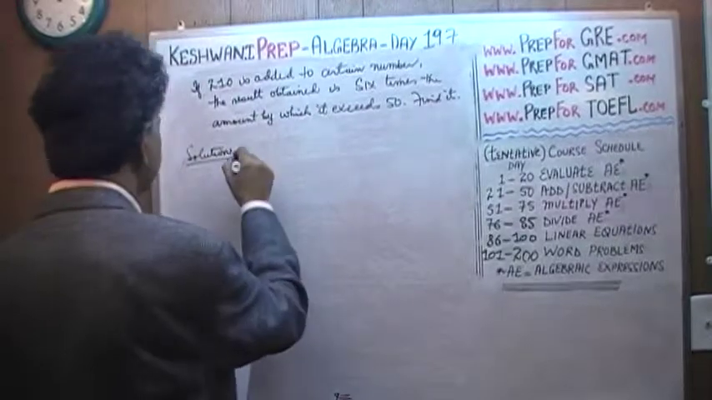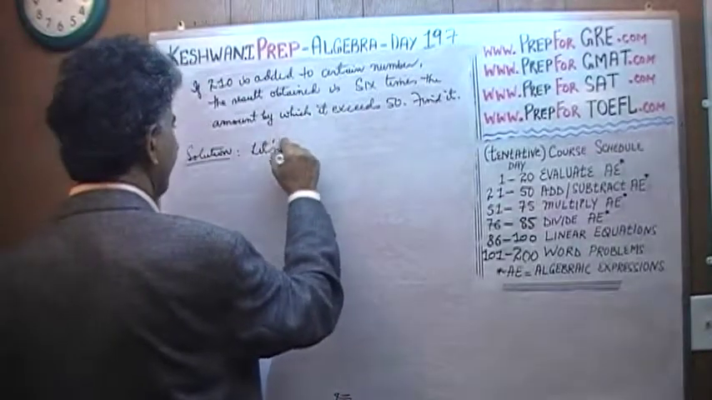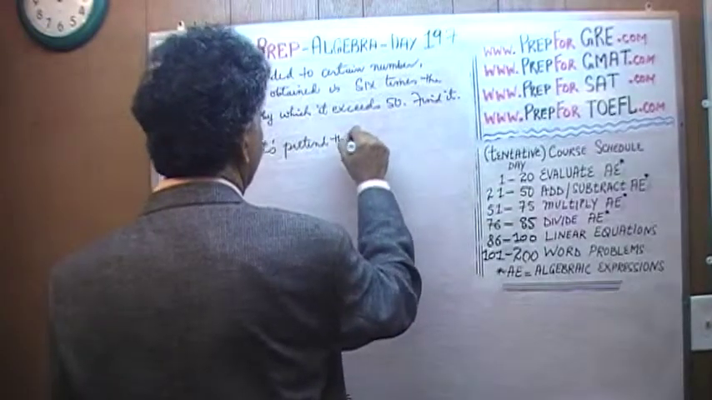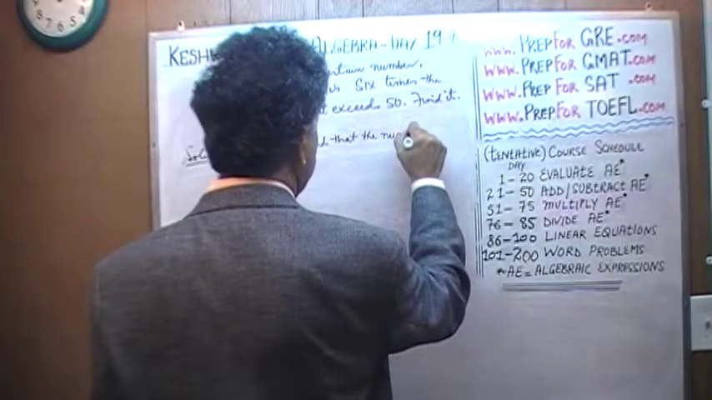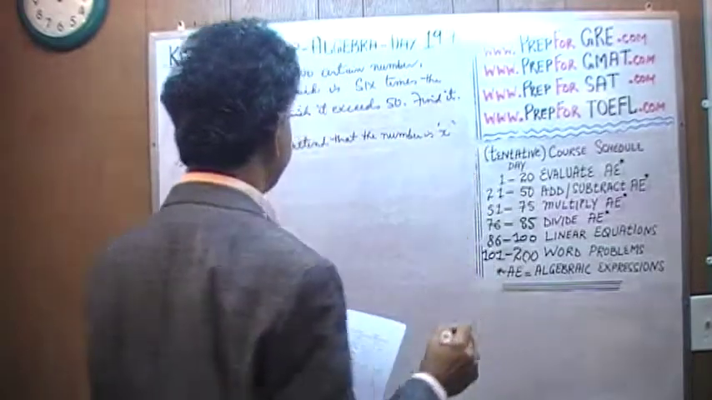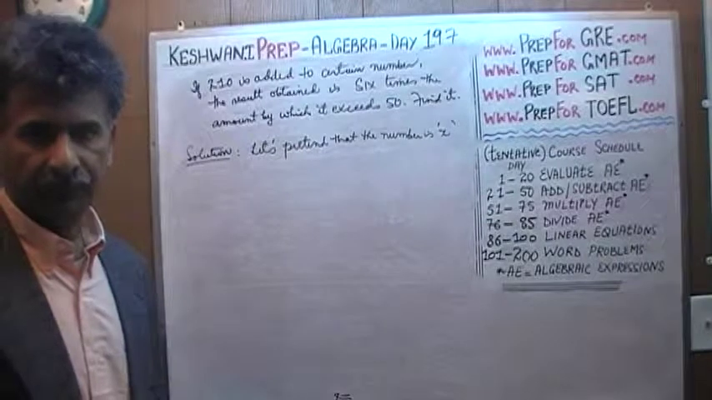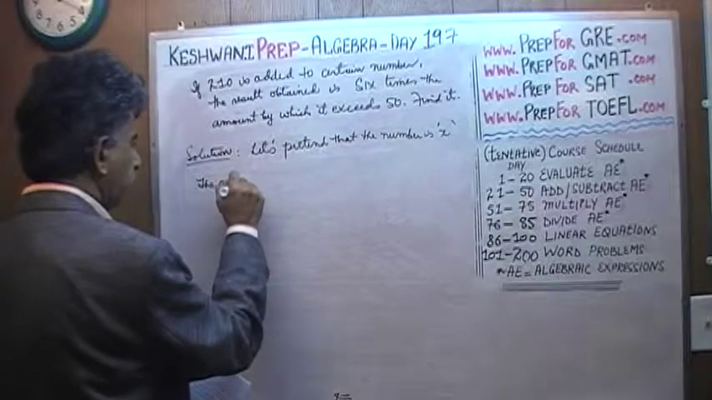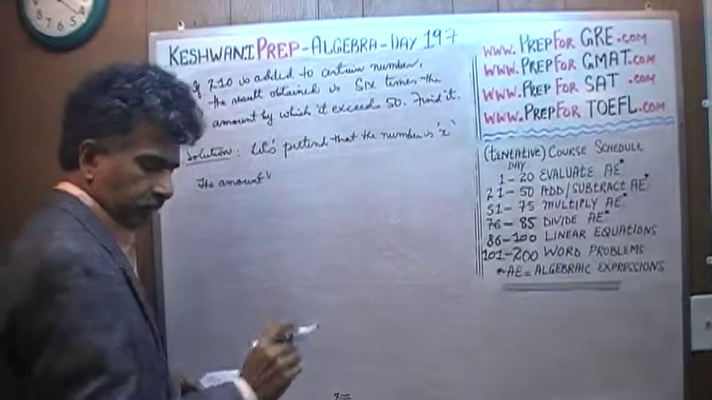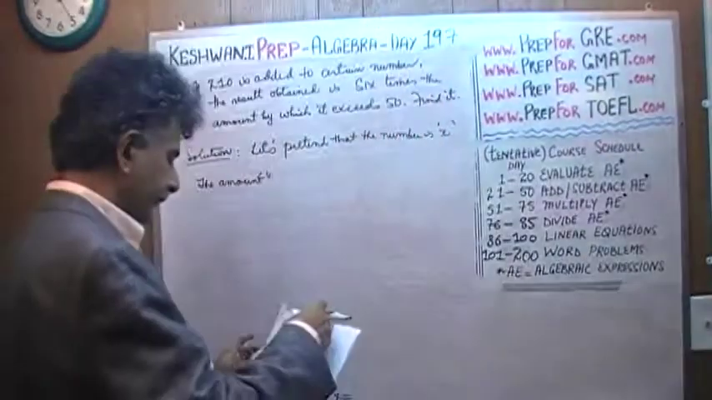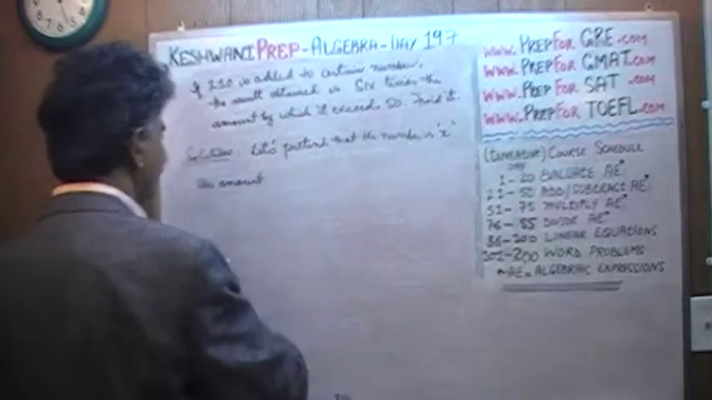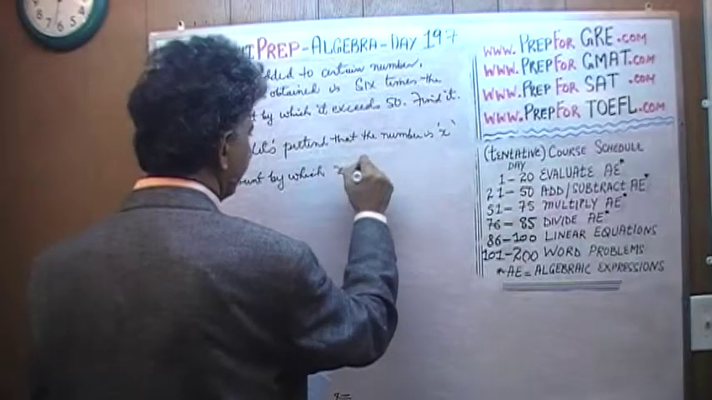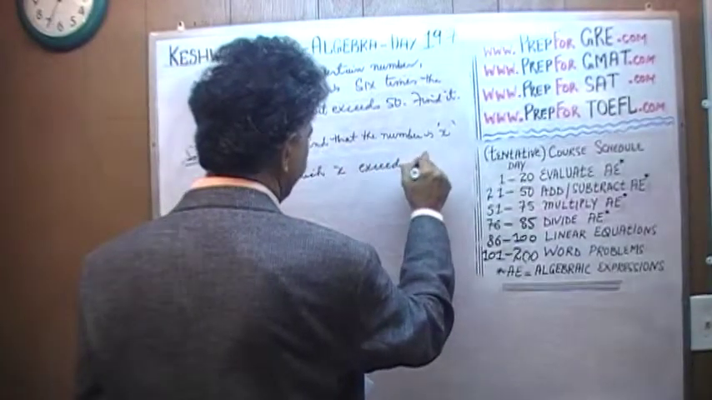Here's the solution. Let's pretend that the number is x. The number that we're looking for, let's call it x. So the amount by which x exceeds 50 is, well, let's find out what that is.